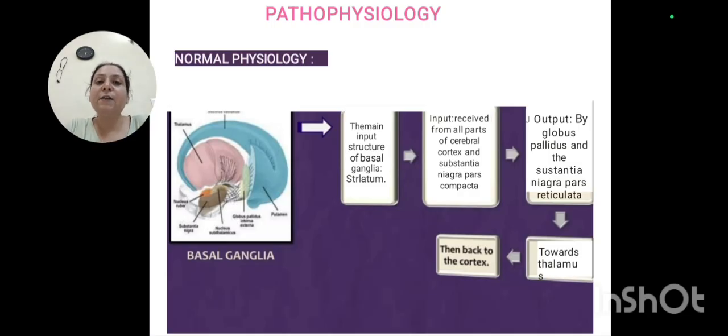This is the figure of the basal ganglia, the putamen, the striatum and caudate nucleus and all the other parts. The input is taken by the basal ganglia, that is the corpus striatum, and the input is received from all the cerebral cortex and substantia nigra pars compacta, and output goes through the globus pallidus and the substantia nigra pars reticulata towards the thalamus and then back to the cortex. Fine.